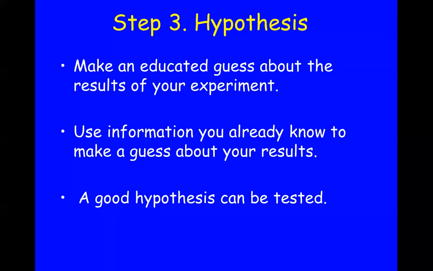So if I go back to my plant example, I might say, if a plant is put in a closet and a plant is put out in the sunlight, then, and this is where I say what I think will happen, then the plant in the sunlight will grow taller than the plant in the closet because, and this is where I say why I think it will happen, because sunlight is needed for the process of photosynthesis.